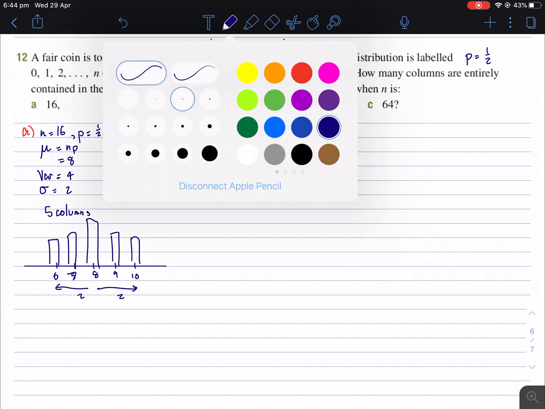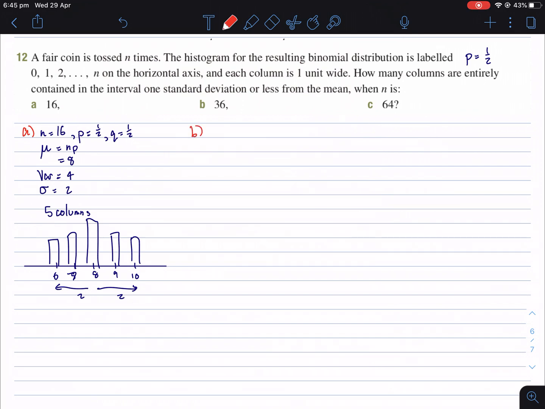Okay, let's have a look at B. So here N is 36. So mu is NP, which is 36 times half, which is 16. The variance is NPQ, which is half of 16, which is 8. And the standard deviation is the square root of 8, which is 2 root 2.